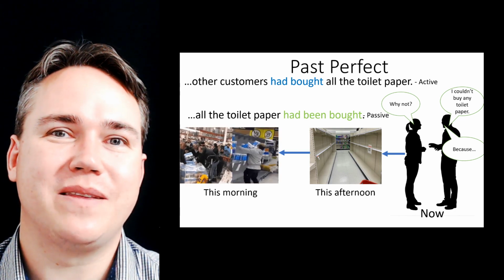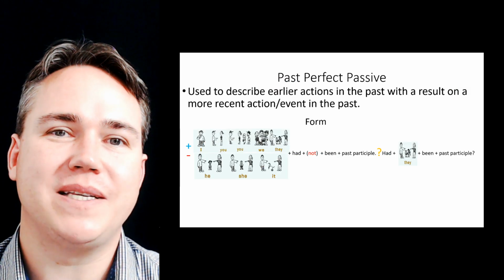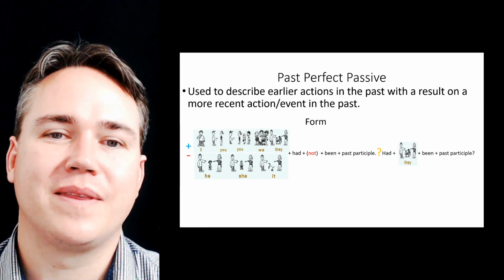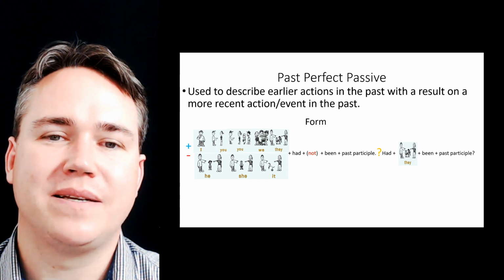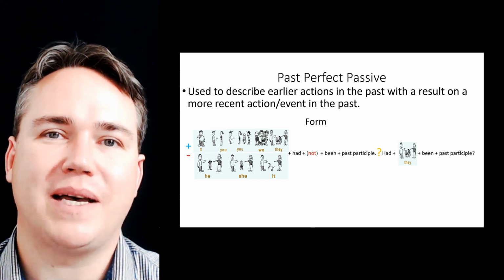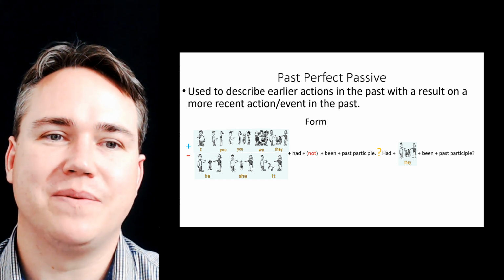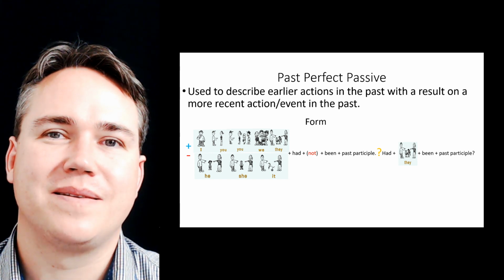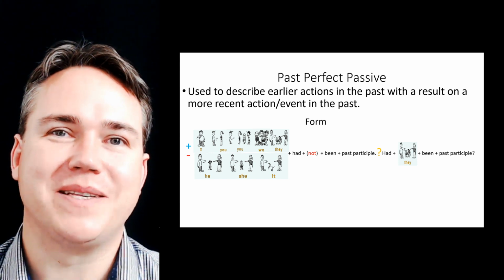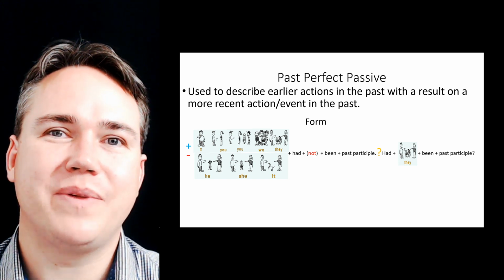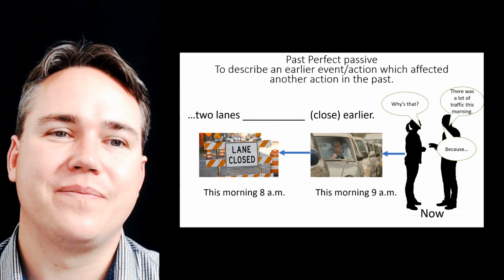So let's look at the form. The form for the past perfect is very easy. It's the same for everybody. It's had or hadn't plus been plus past participle. Had and then the subject, been and past participle. I told you this one was easy. So now that we've seen the form, let's try and complete the sentences.